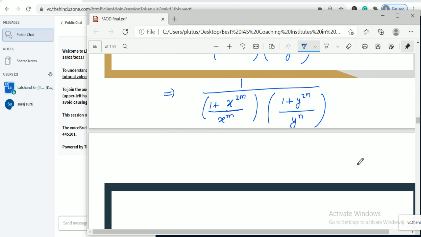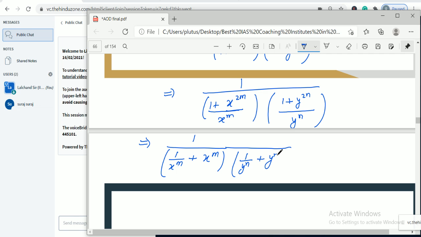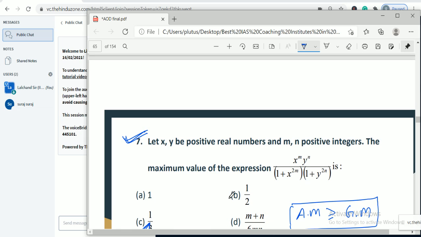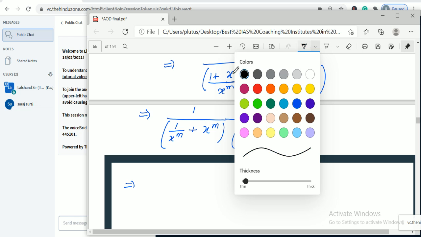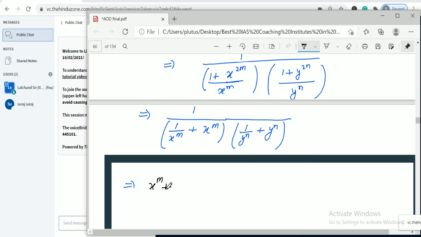If we simplify this equation, then 1 upon x to the power m plus 1 upon x to the power m, isn't it? And this is 1 upon y to the power n plus 1 upon y to the power n. Look, in the question, x and y are positive real numbers, and m and n are also positive integers. So we can say x to the power m plus 1 upon x to the power m is greater than or equal to 2 using the concept of AM and GM.